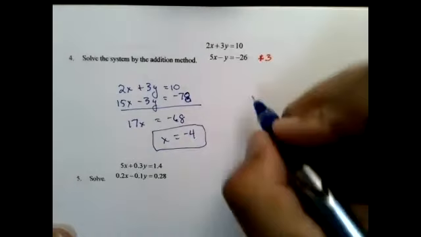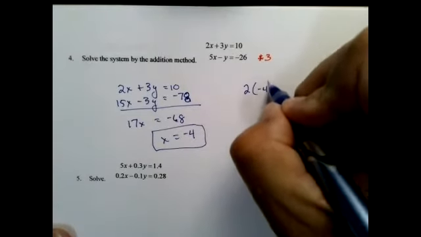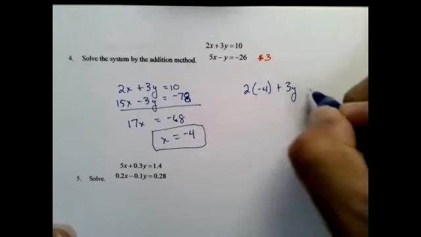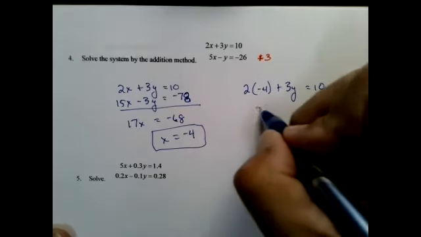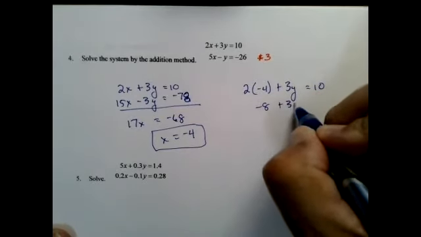I'm just going to grab that first equation. 2 times the negative 4 plus 3y equals 10. Negative 8 plus 3y equals 10.